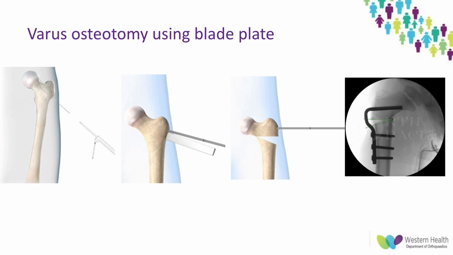You then insert the blade plate into the track created by the chisel, and the plate is reduced to the shaft. This will then result in your correction angle. So as previously discussed, it would be 25 degrees. And by doing so, the femoral shaft is medialized with the plate.